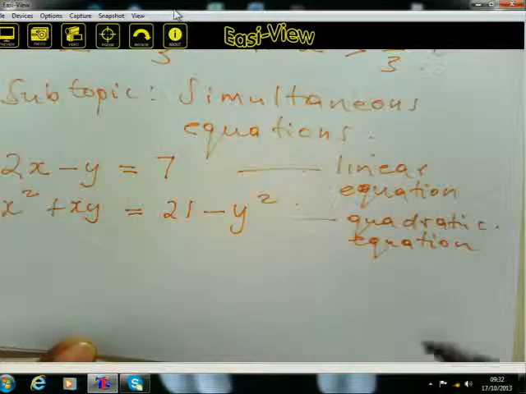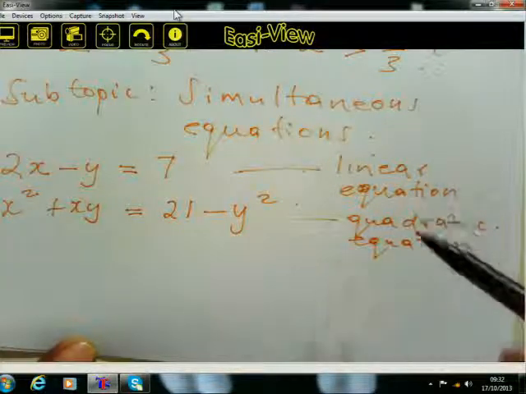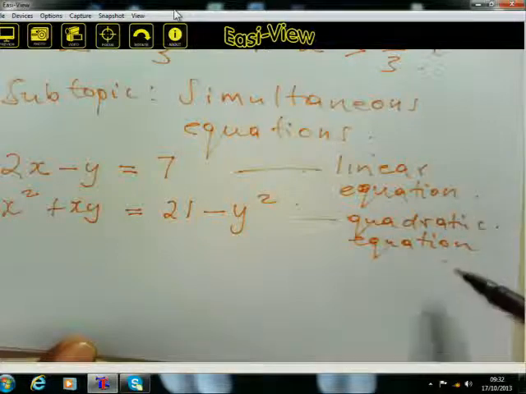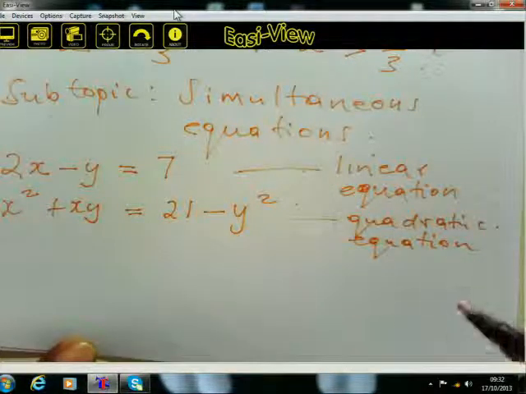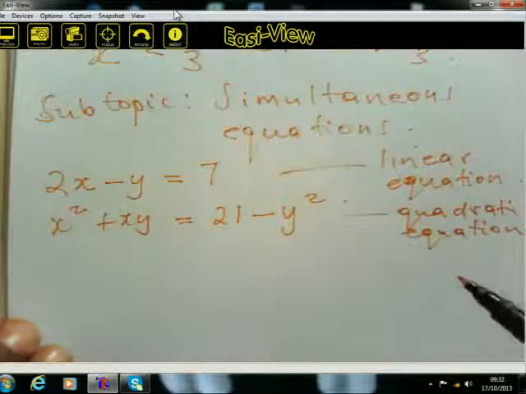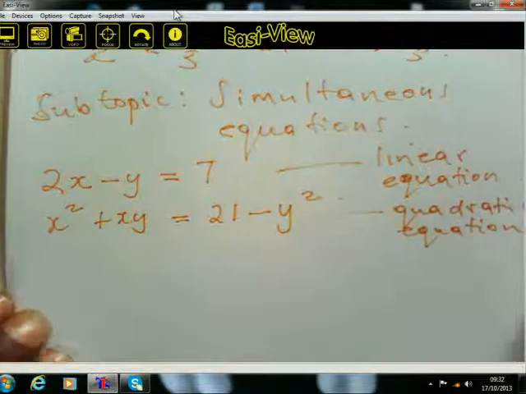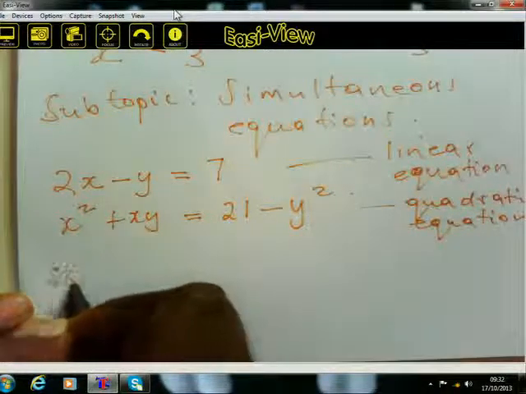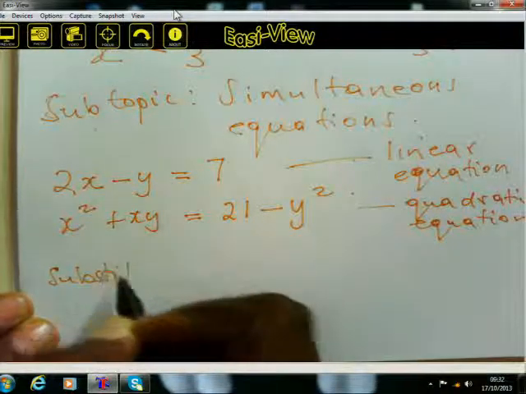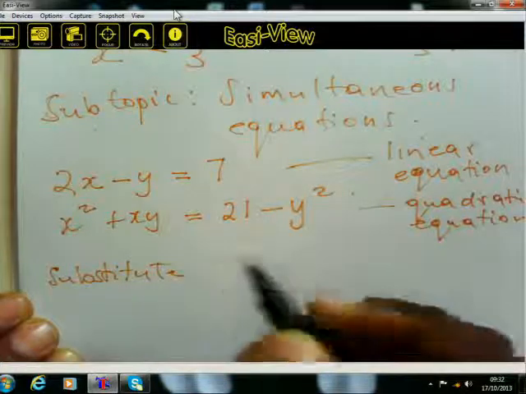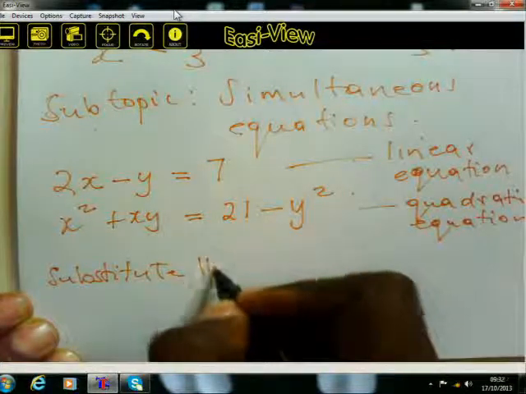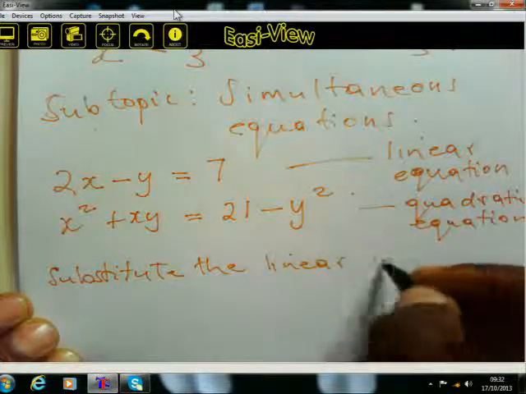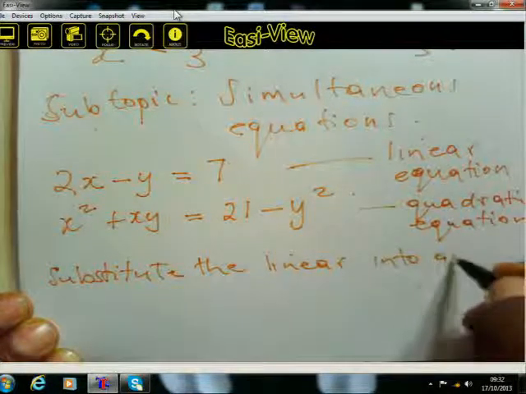Now, if you have one linear equation and the other one being quadratic, the principle that is involved here is like this: you substitute the linear into quadratic.